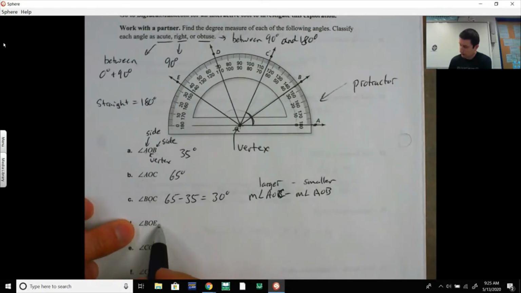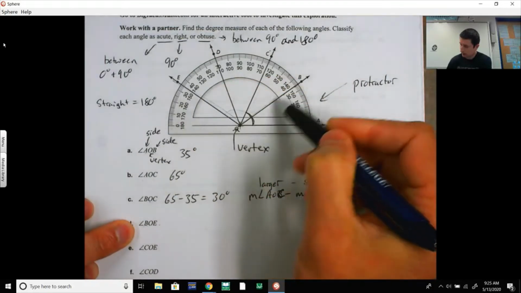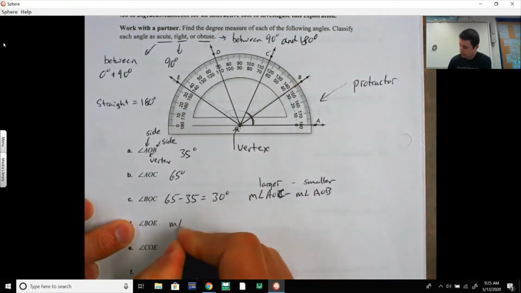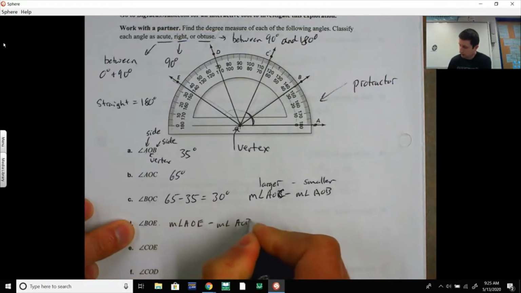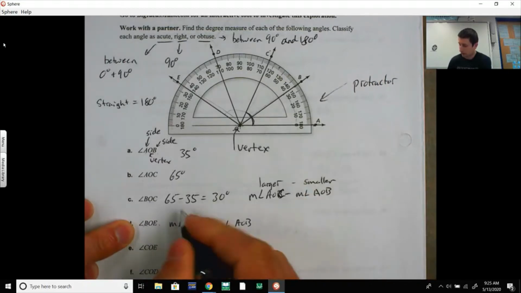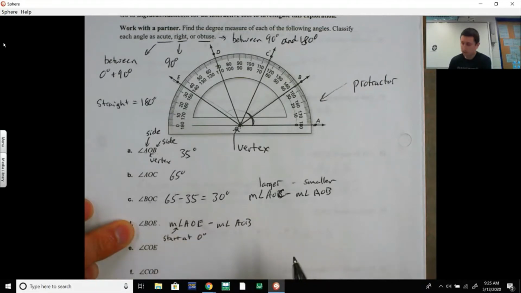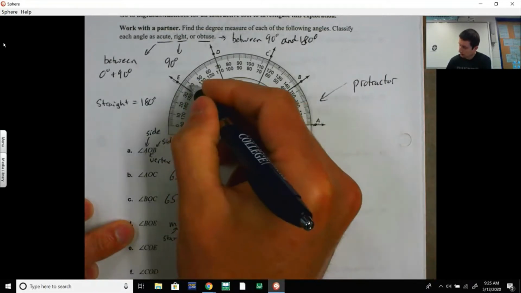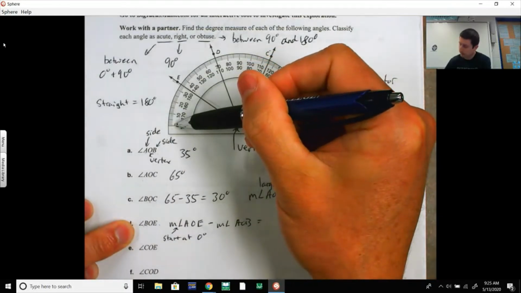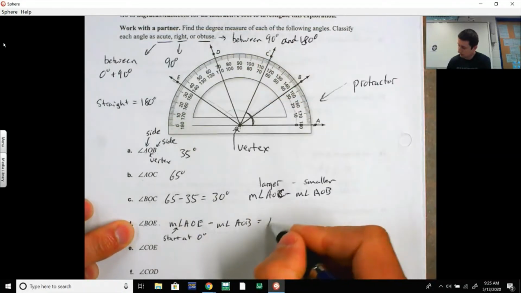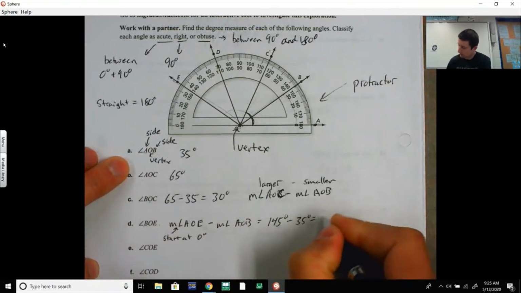Okay, angle BOE. Here's B, here's O, here's E. So again, I have to go back to my main one. I need the measure of angle AOE minus the measure of angle AOB. So AOE is when it starts at 0. So this larger one must start at 0 degrees. So AOE, okay, again, I'm using the inside numbers. Don't say 35. 35 is if we're starting over here. That would be 145 degrees. Minus AOB. AOB we know to be 35 degrees, so that would be 110 degrees.